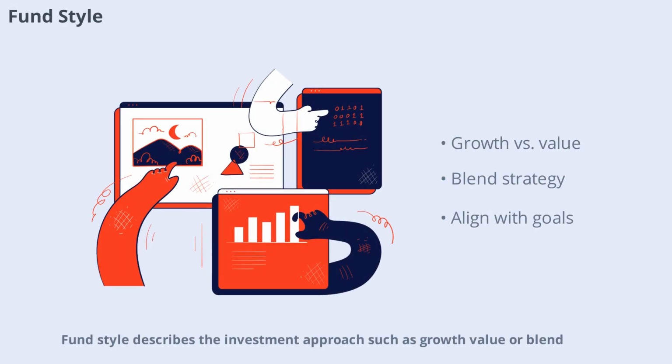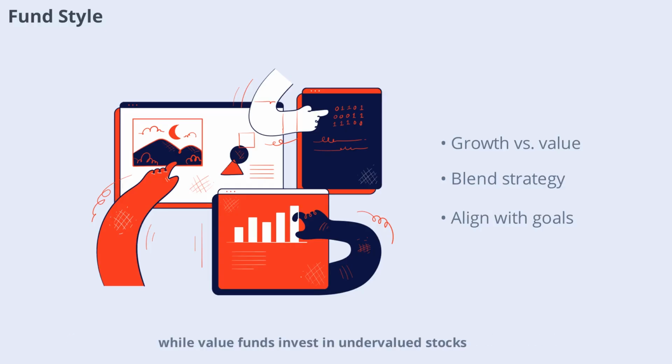Style describes the investment approach, such as growth, value, or blend. Growth funds focus on companies expected to grow faster than the market, while value funds invest in undervalued stocks. Blend funds combine both strategies. Understanding fund style helps you align your investments with your financial objectives and risk preferences.